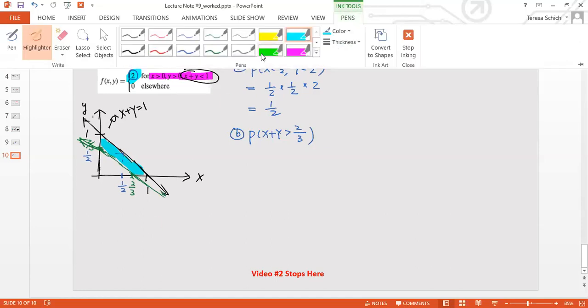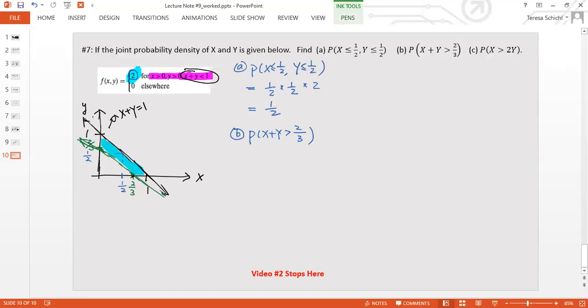Okay, so now let's take a look. How do I find the blue area here? So let's take a look here. So this is 2/3, right? So if you come up here, 2/3, so what is this point here? This is 2/3, 1/3, right? So this is 2/3, 1/3.